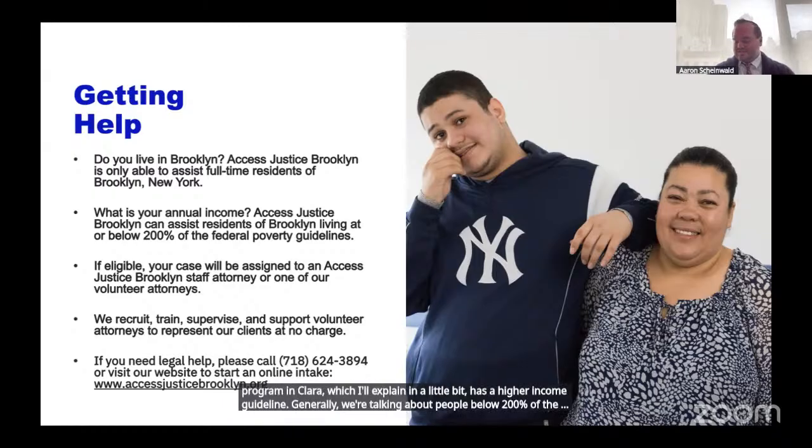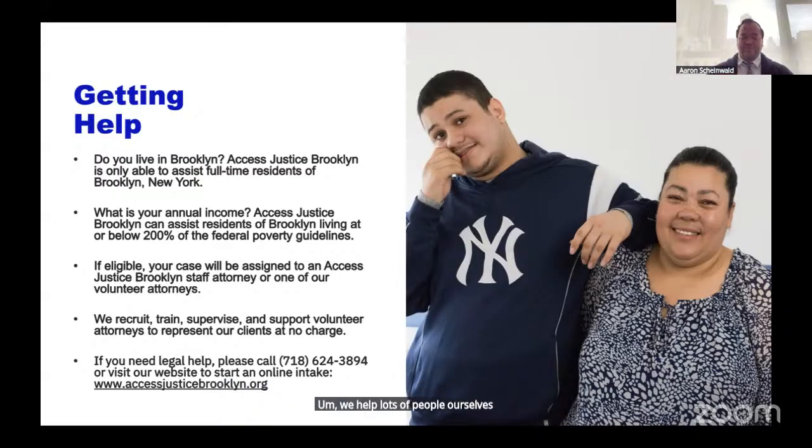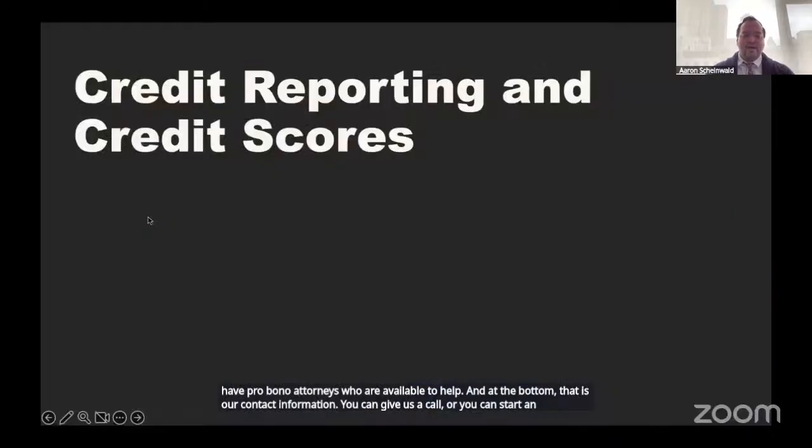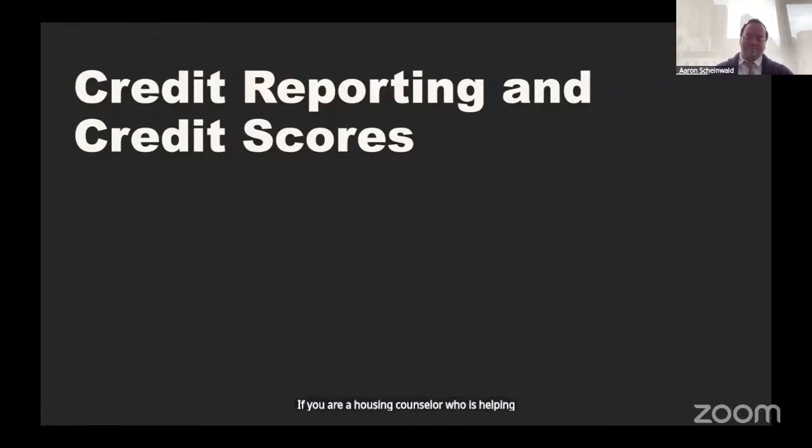We have lots of volunteer attorneys from law firms, solo practitioners, retired attorneys who work with us as part of our old sort of legacy relationship with the Brooklyn Bar Association and our pro bono model. We help lots of people ourselves through our direct services, but we also have pro bono attorneys who are available to help. And at the bottom, that is our contact information. You can give us a call or you can start an online intake either for yourself or for someone else if you're a housing counselor who is helping someone with one of these issues and access our services.